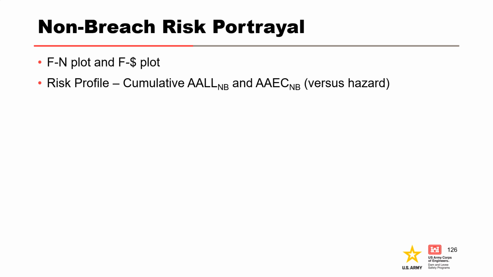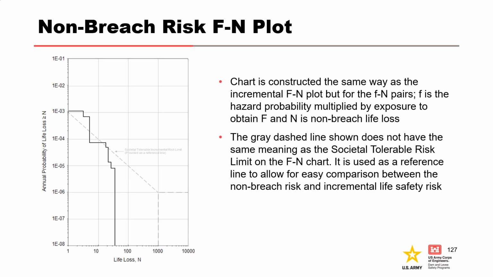We typically present the non-breach risk on the big FN plot and the F$ plots, and cumulatively versus the hazard for average annual life loss and average annual economic cost. The non-breach risk big FN plot is constructed the same way as the incremental FN plot. But for the FN pairs, F is the hazard probability multiplied by the exposure, and N is the non-breach life loss.